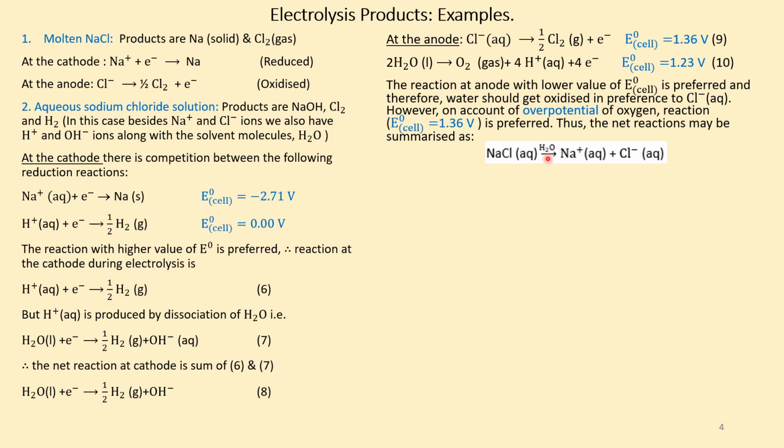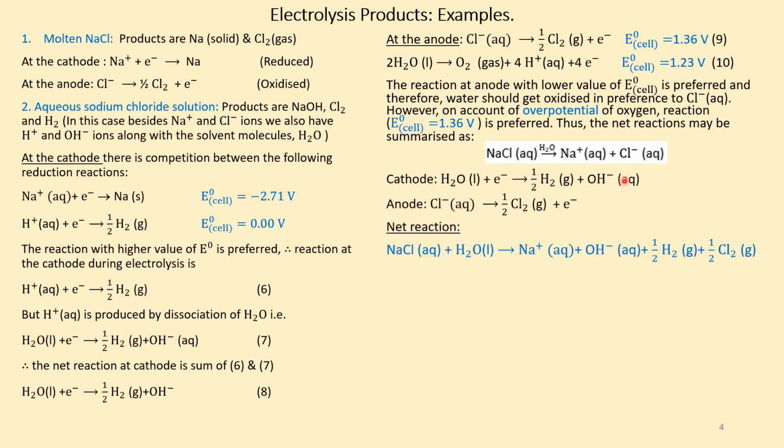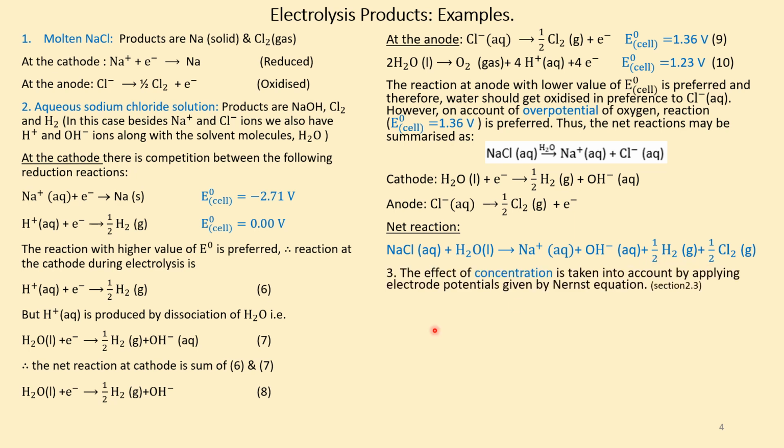NaCl in water combines to form Na+ aqueous plus Cl-. Therefore, at the cathode we have H2O liquid plus e- equal to half H2 gas plus OH- aqueous, and at the anode Cl- oxidizes to form half Cl2 plus electron. Therefore, the net reaction will be NaCl plus H2O liquid forming Na+ aqueous plus OH- plus half H2 gas plus half Cl2 gas.